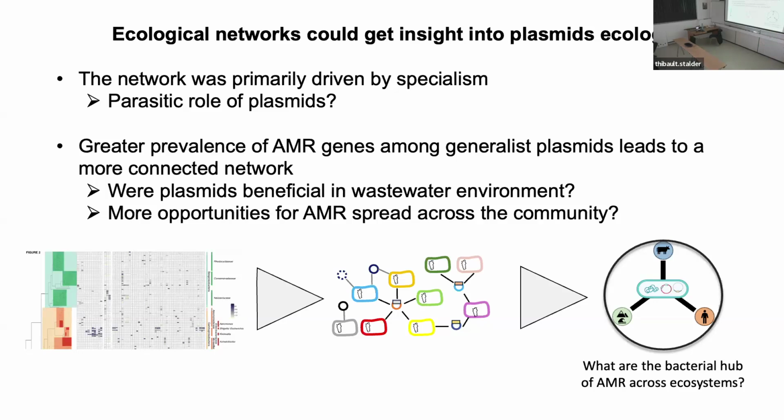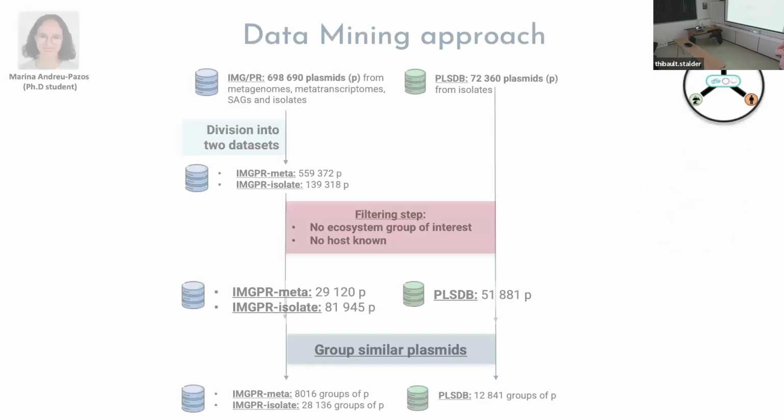That led me to the next question: using those networks, we can also look not at the plasmid-host association, but try to understand whether we have bacterial transmission of antimicrobial resistance between ecosystems. Here we just looked at one ecosystem. And that's what I'm studying now.